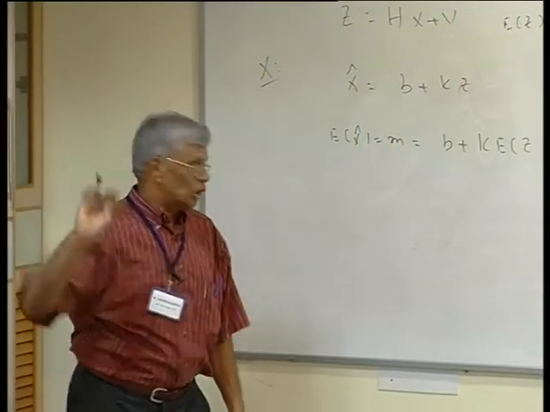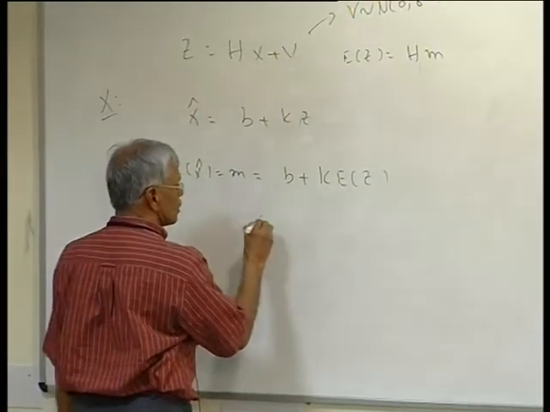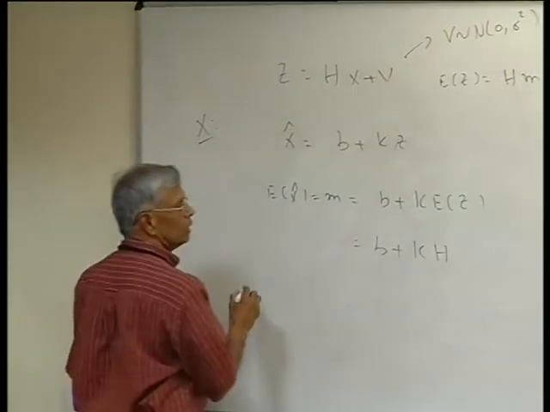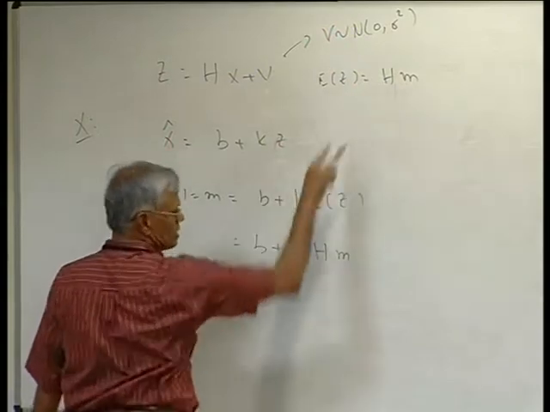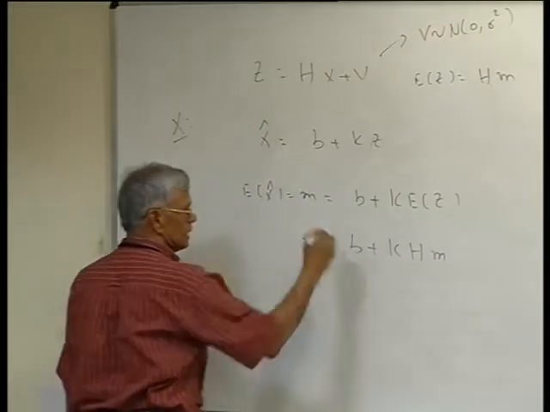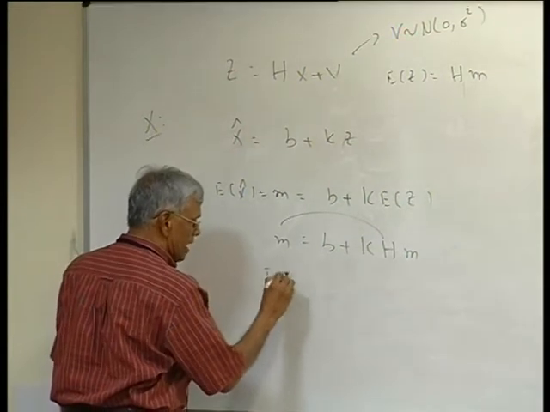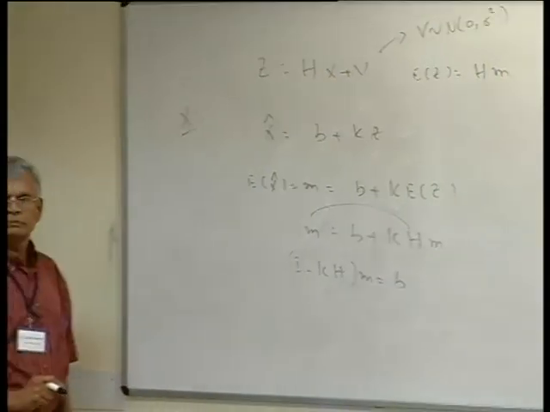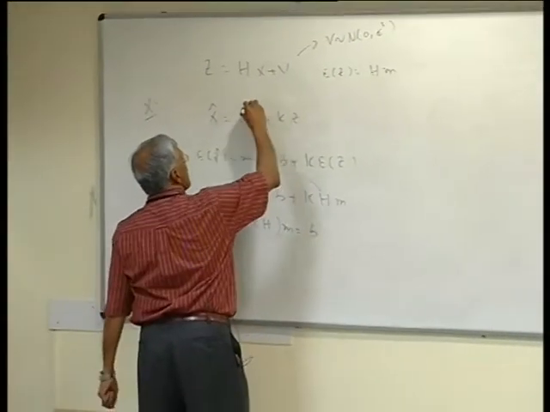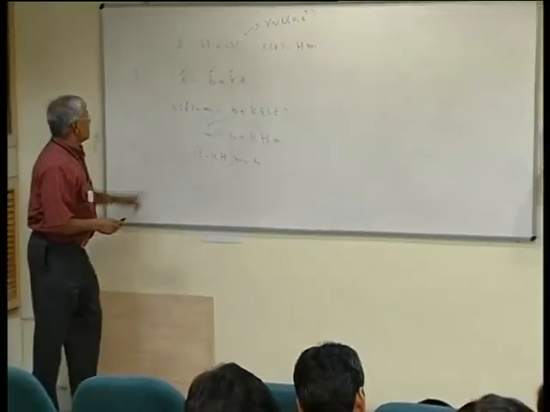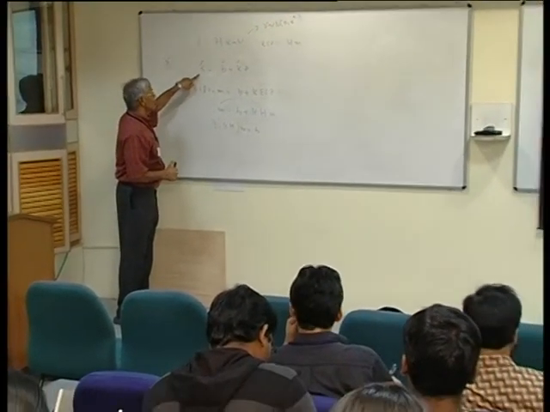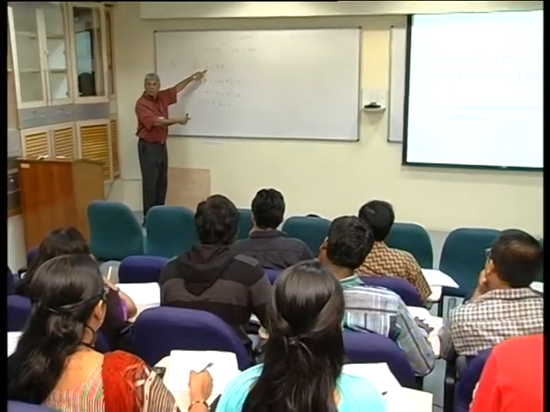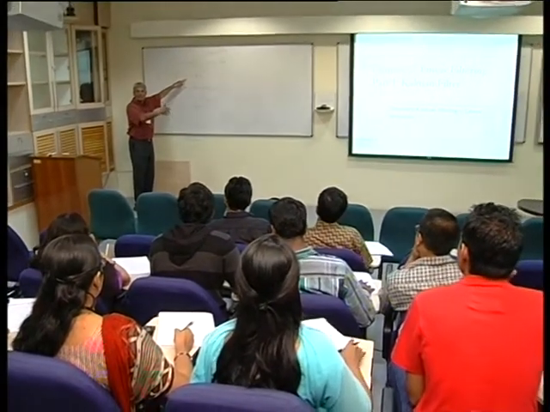How many of you are with me? Good. So what is this going to be? This is going to be h times m. So hm comes in here. So I minus kh times m is equal to b. So there are two unknown parameters, k and b. By requiring the estimate to be unbiased, I have a constraint on b. Just like the constraint I had, a1 plus a2 is equal to 1. That's a constraint that comes from requiring the estimate be unbiased.